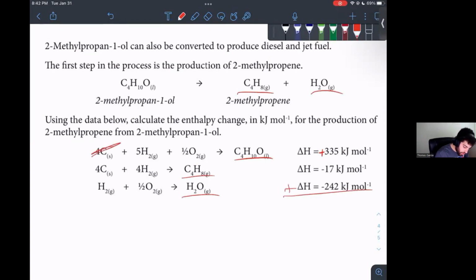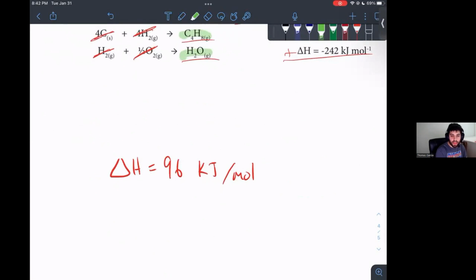Then I just have to sum these out. This 4, once flipped, will cancel with this 4. This 5, once flipped, will cancel with this 4 and this H. This 1/2 O2 will cancel with that 1/2 O2 once it's flipped, and you end up with your 3 separate reactants and products, and you get that total final value of 96 kilojoules per mole.